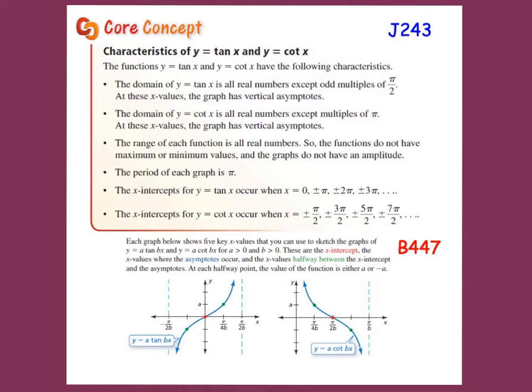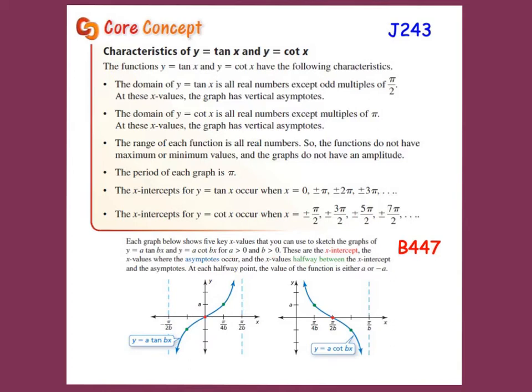So you can see the two graphs right here. One of them is y equals a times tangent bx, and the other one is a times cotangent bx. Each graph below shows 5 key x values that you need to sketch the graph of y equals a times tangent b of x and y equals a times cotangent b of x, where a is greater than 0 and b is greater than 0.